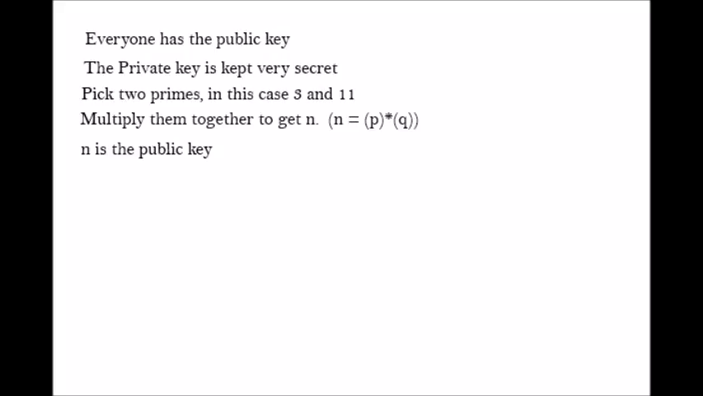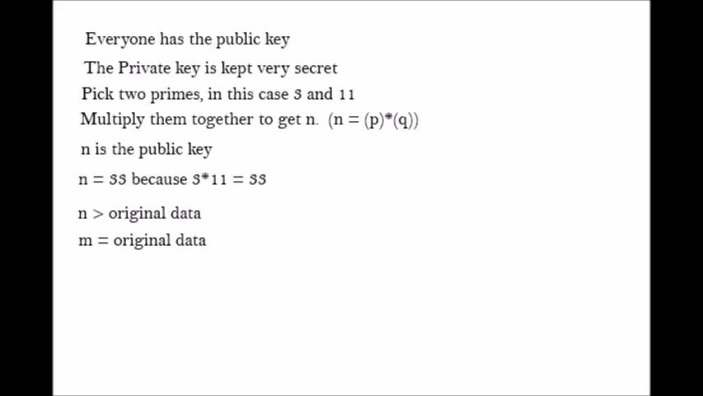So the equation is n equals P times Q. In our case, we'll make P equal 3 and Q equal 11. So that makes our public key equivalent to 33. There are some important things that have to be known when making the public key. The public key has to be larger than the value of m, which is the data that you want to encrypt. But we'll look at that in just a second. What you also need is an exponent.